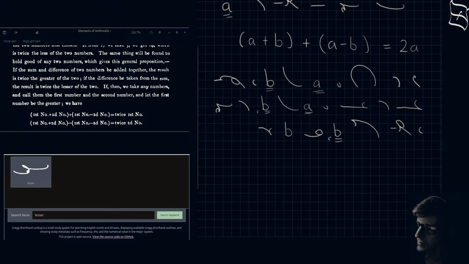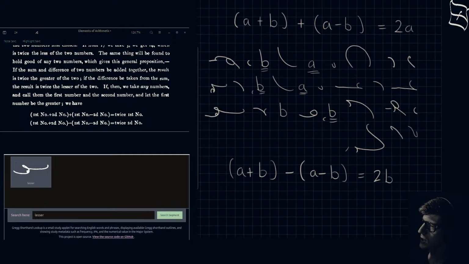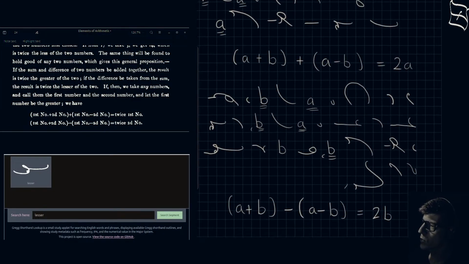Is the lesser of the two values. Okay? And how do we lay this out in mathematical language? This is laid out in mathematical language as saying the sum of A and B minus, or the difference of A and B is equal to 2 times B. Okay, so those are two equations which are really important for us to remember.